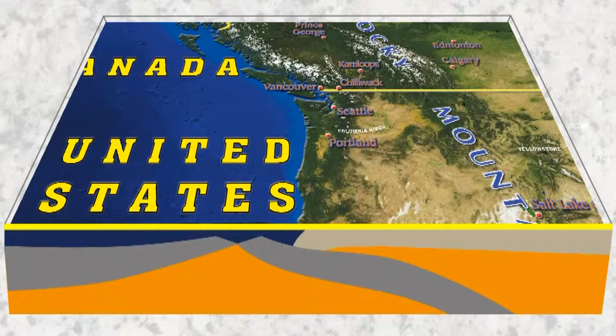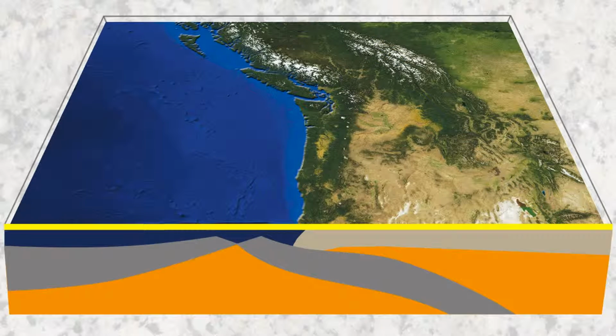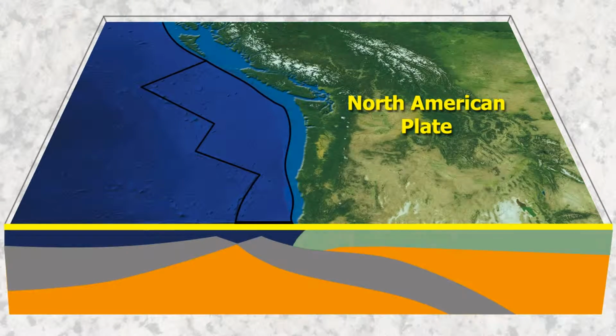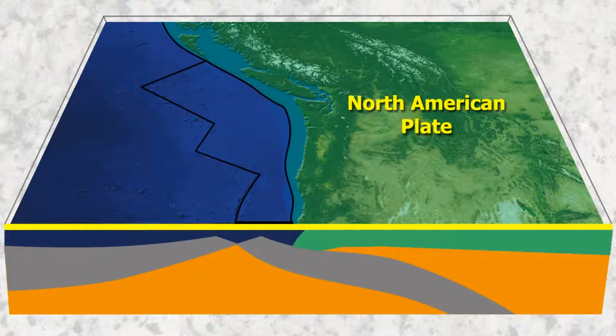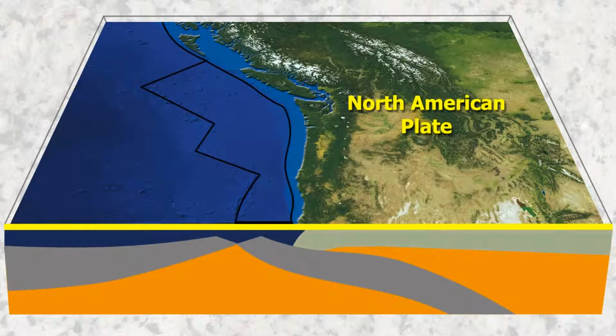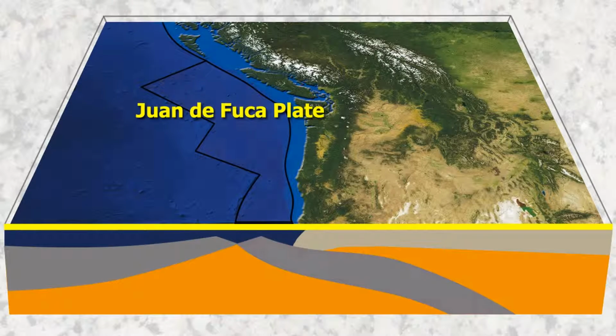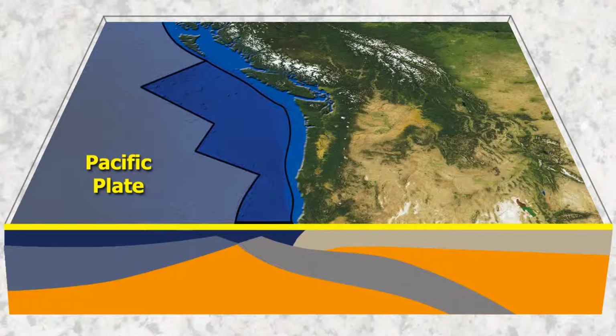Okay, let's start by looking at the pieces we're going to be examining in this example. First up is the Earth's crust, which is made up of the Earth's tectonic plates. We will be looking at 3 plates in this example: the North American plate, the Juan de Fuca plate, and the Pacific plate.